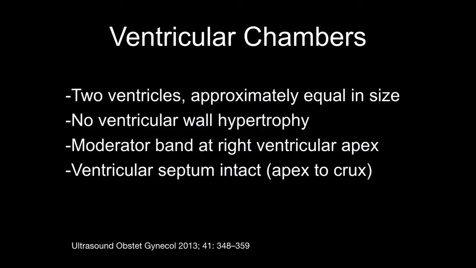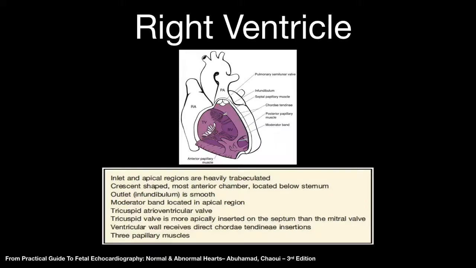So in assessing the ventricular chambers, 2 ventricles that are almost equal in size, no ventricular wall hypertrophy. The moderator band is an important anatomic feature of the right ventricle, should be at the apex of the right ventricle, and the septum should be intact from apex to crux. Right ventricle, remember that the inlets of the right ventricle and the apical region are trabeculated, whereas the outlet is smooth. The inlet and outlet are in different anatomic planes, unlike the left ventricle.